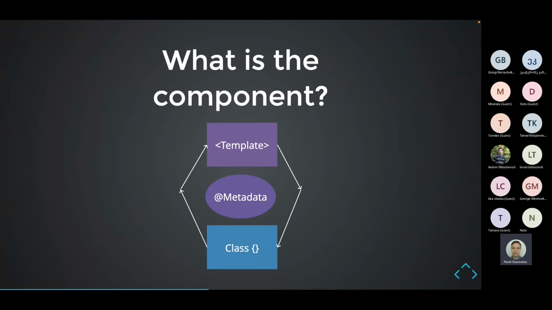And how does it look like? The class and template are tightly coupled to each other. So the template, like we saw in the example, has access to the class properties and methods. And at the same time, each change in the class properties will affect the template as well.